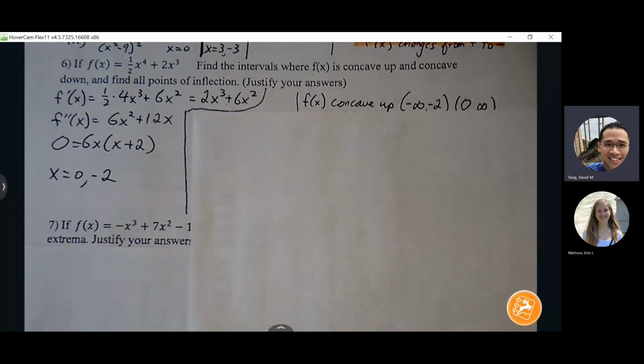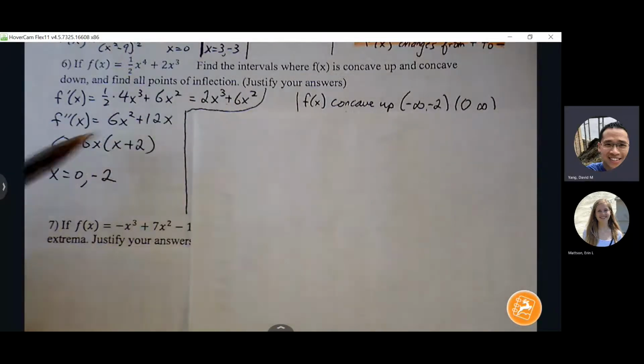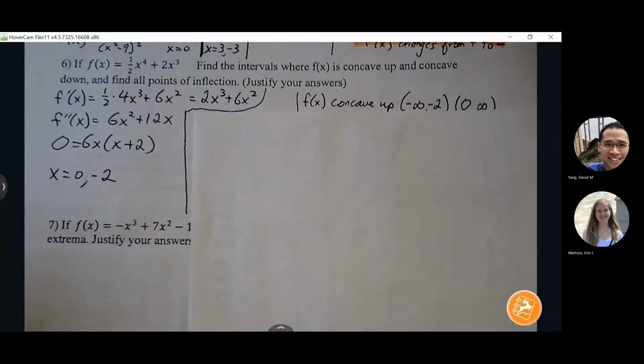Okay, so f prime, go through power rule, I can get it all the way down to 2x cubed plus 6x squared. Second derivative, go through power rule again, 6x squared plus 12x. Set that equal to 0. Solve for x, you get 0, -2. So now -2 and 0 will go onto your second derivative sign line.